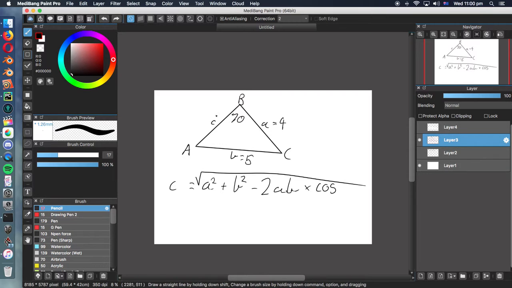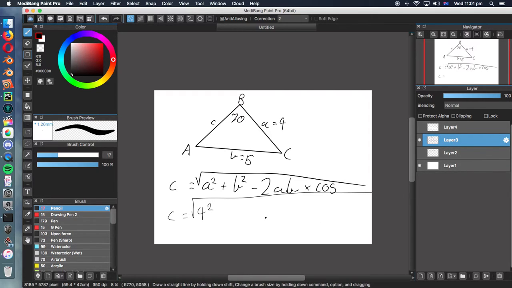So let's substitute the variables, and then I'll show you how to find the missing angle with cosine rule. It's fairly easy. We all know how to substitute.